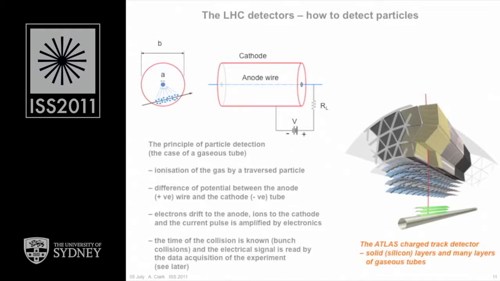Like a CCD camera, except instead of being read out once every 2 seconds, it will be read out 40 million times every second. Okay? So that is how the tracking detector works. Now I'm going to show you just a few pictures of the tracking detector.